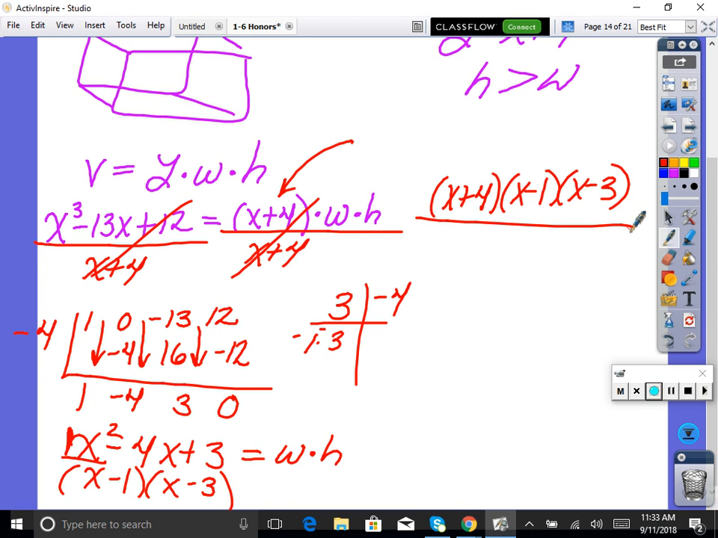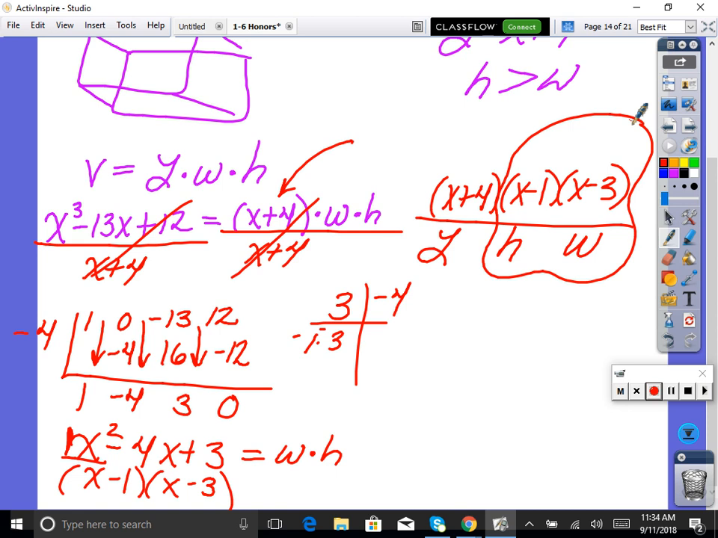So my length, we know, is this. The height is larger than the width, so this would be my height and this would be my width. There they are. It says, what are the other dimensions? The height is x minus 1 and the width is x minus 3.